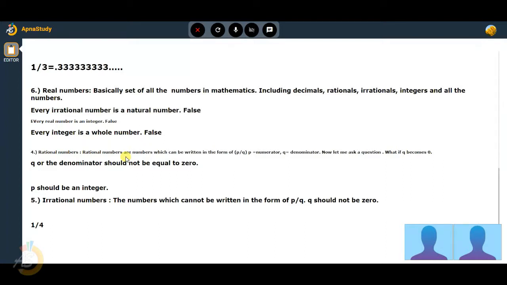How about this? Every irrational number is a natural number. No, that is also false. What can be said about this? Every real number is a natural number. No, it's not true. It's false, because real numbers cover every number.